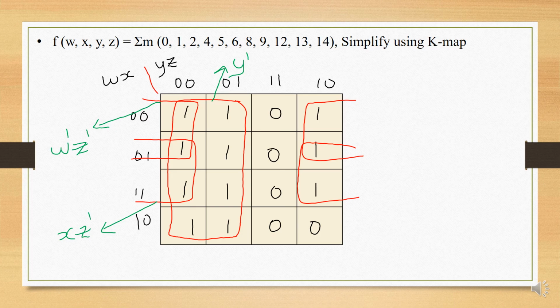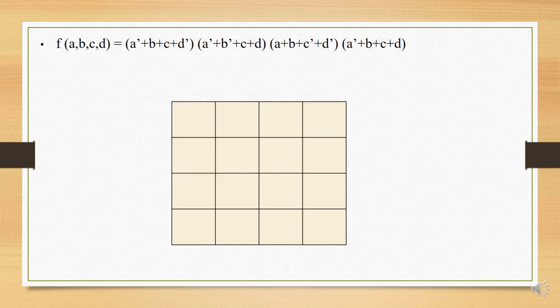Now let us write the expression for this. The expression will be f of w x y z equal to y bar plus w bar z bar plus x z bar. So this is the simplified SOP expression for the given Minterm canonical form.